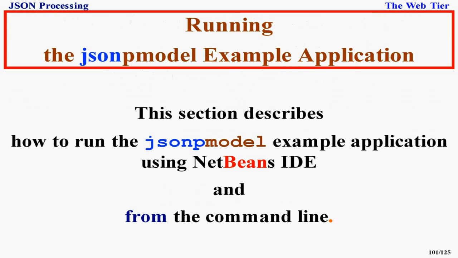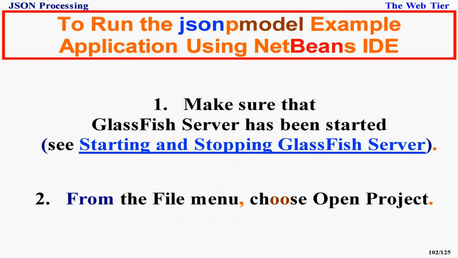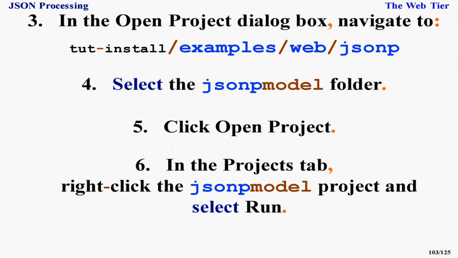Running the jsonpmodel example application. This section describes how to run the jsonpmodel example application using NetBeans IDE and from the command line. To run the jsonpmodel example application using NetBeans IDE: 1. Make sure that GlassFish Server has been started. See Starting and Stopping GlassFish Server. 2. From the File menu, choose Open Project. 3. In the Open Project dialog box, navigate to tut-install/examples/web/jsonp. 4. Select the jsonpmodel folder. 5. Click Open Project.